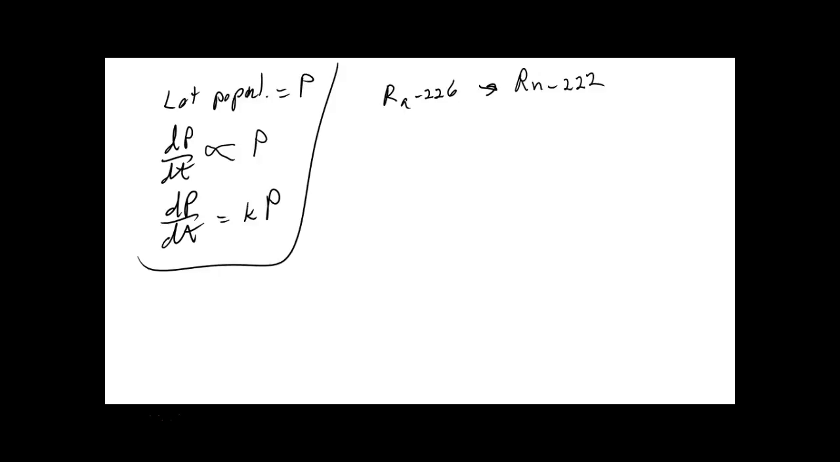Now, it lost 2 plus charges. So that means it went down 2 steps. I don't think we have a periodic table here, but if you find radium in the periodic table, down 2 steps is radon over here, 222.